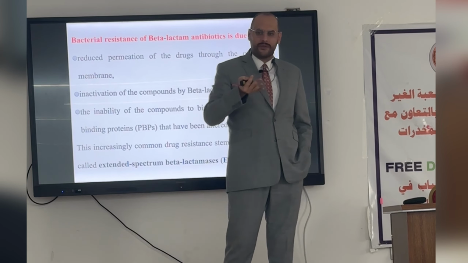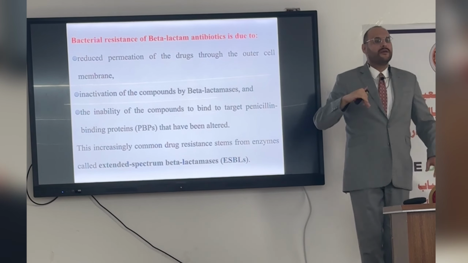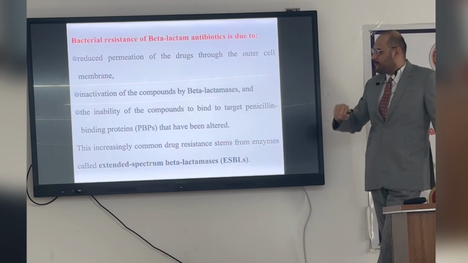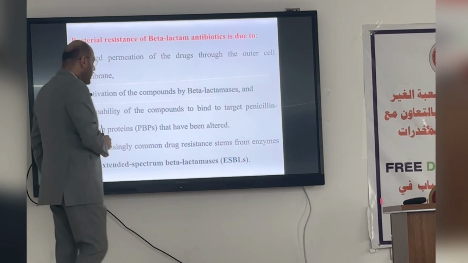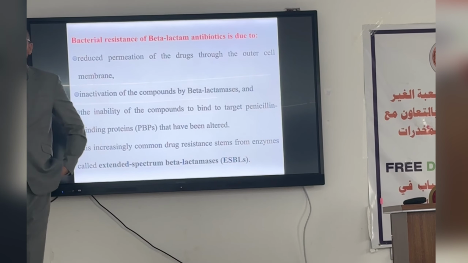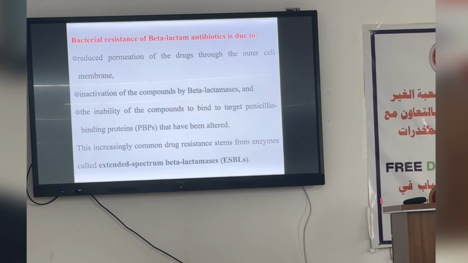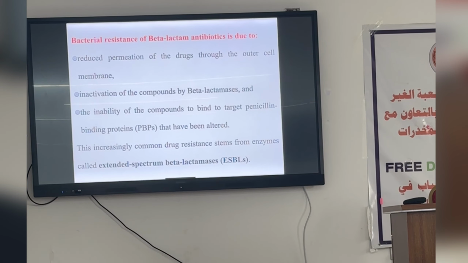شلون يدخل البكتيريا؟ So if we have reduced permeation of the drug through the outer membrane, it means we don't expect any activity from that drug. Or beta-lactamase, we talked about beta-lactamase. And inability of the compound to bind PBP, penicillin binding protein. In the mechanism of action, we say that this drug can bind itself to PBP, but if we have inability of the drug to bind to PBP, we don't have any activity.